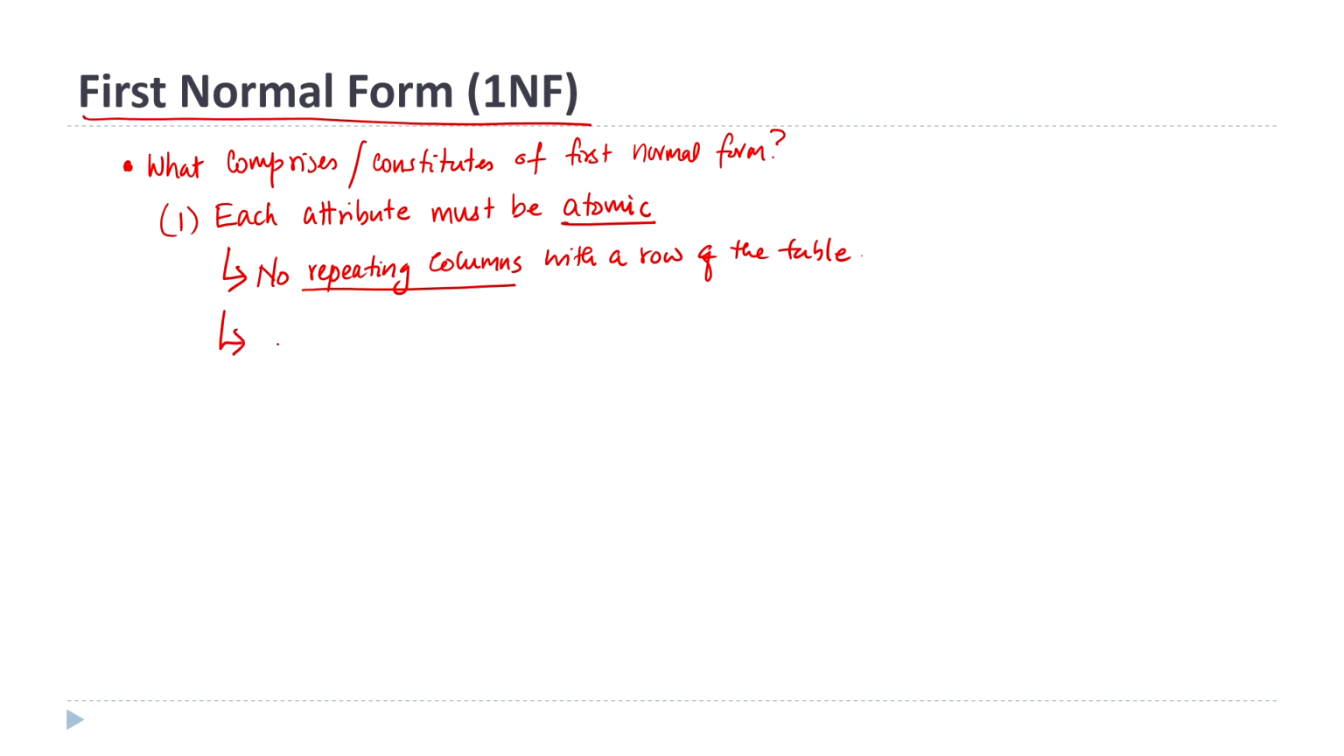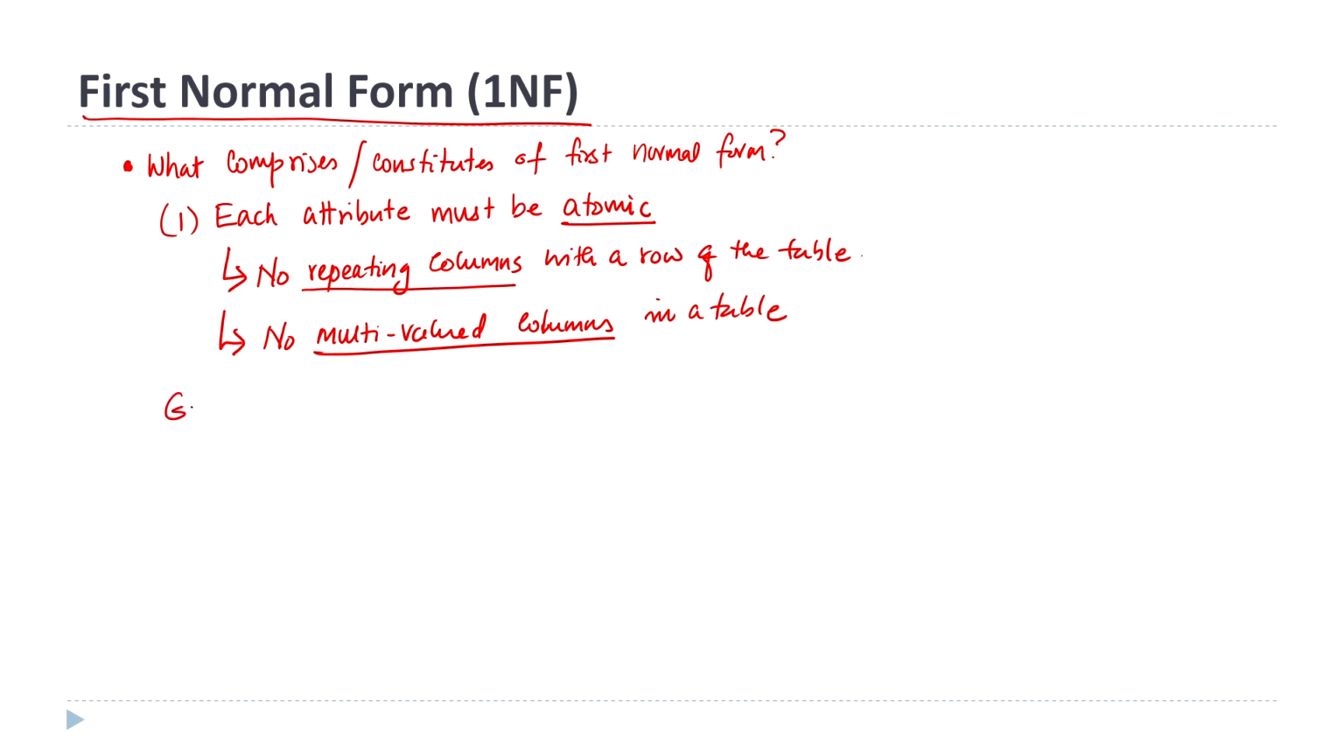Part 2, the second part, is no multi-valued columns in a table. So, you cannot have repeating columns and you cannot have multi-valued columns. This is what it amounts to. In the first normal form, each attribute must be atomic. Atomic means there cannot be any repeating columns and there cannot be any multi-valued columns.